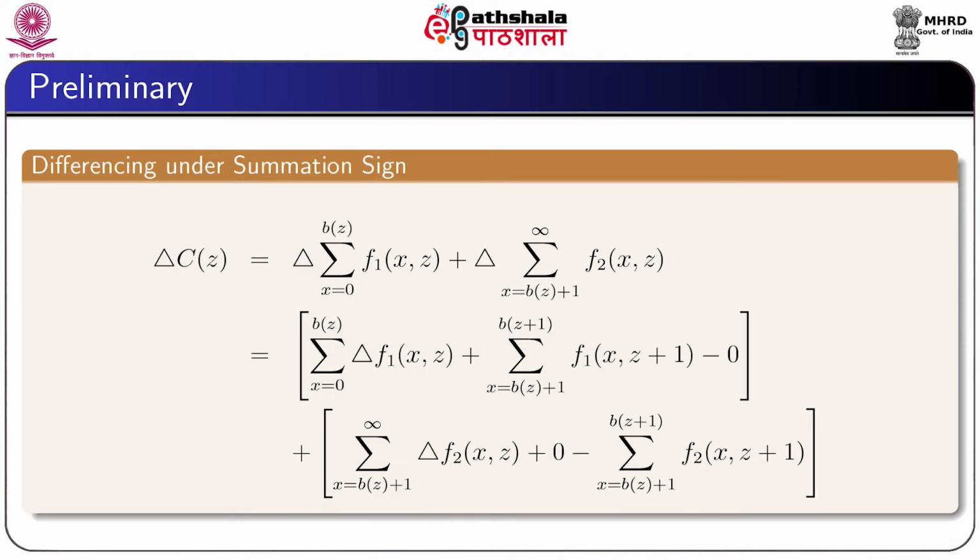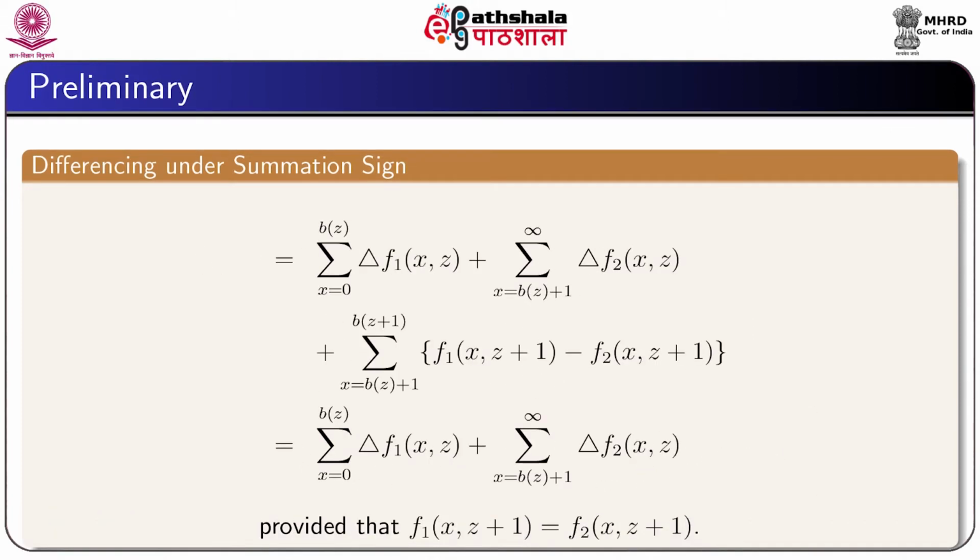delta C(z) equal to delta sigma f1(x, z) plus delta sigma f2(x, z), and when we use the formula star, we get the result as shown in the slide. And simplifying this result, we get delta C(z) is equal to sigma delta f1(x, z), where x equals 0 to B(z), plus sigma x equal to B(z)+1 to infinity of delta f2(x, z), provided that f1(x, z+1) is equal to f2(x, z+1).